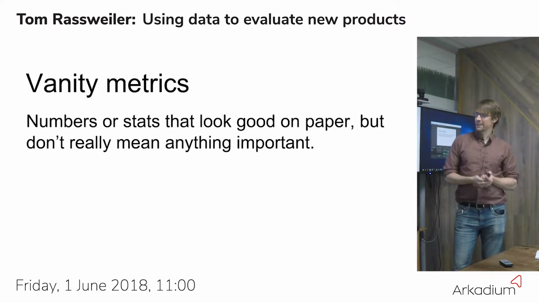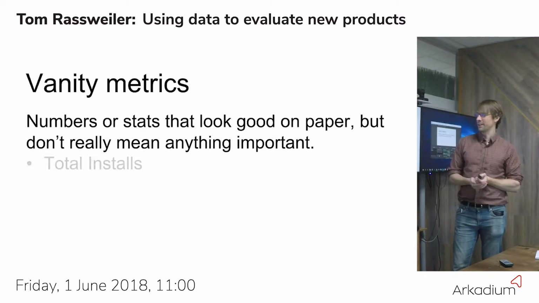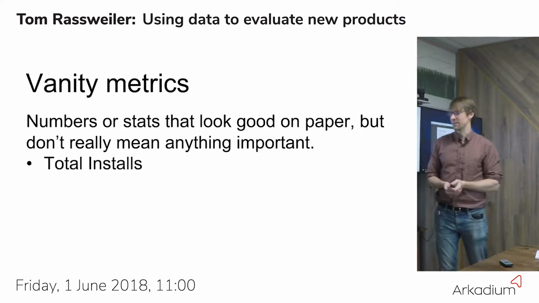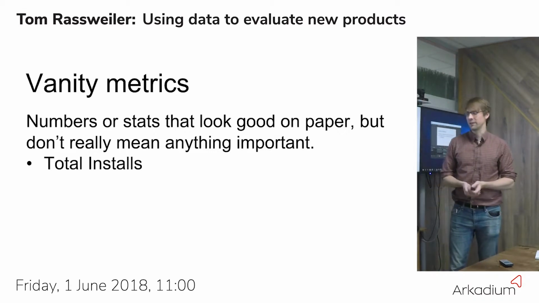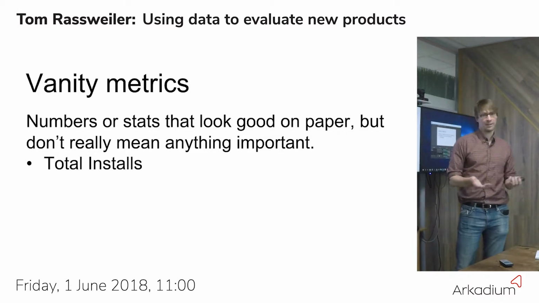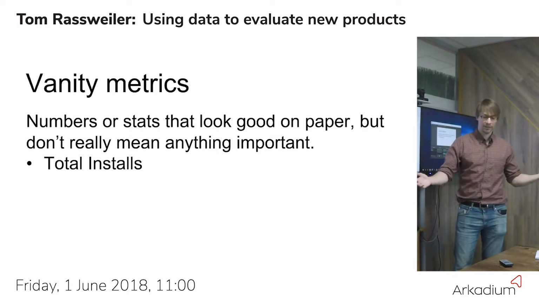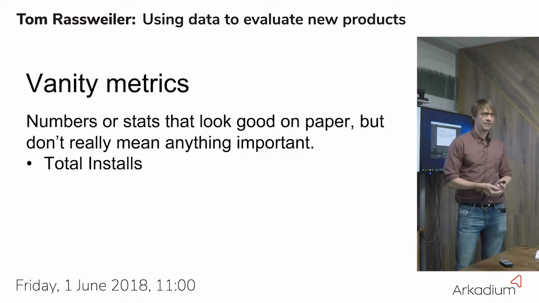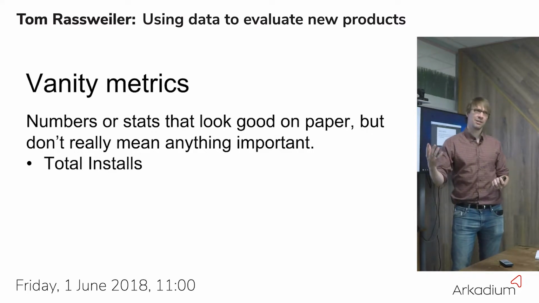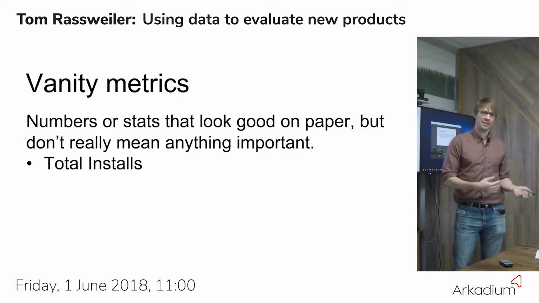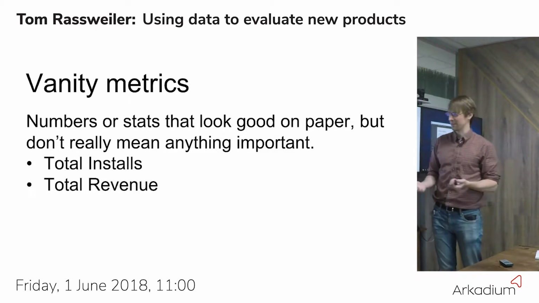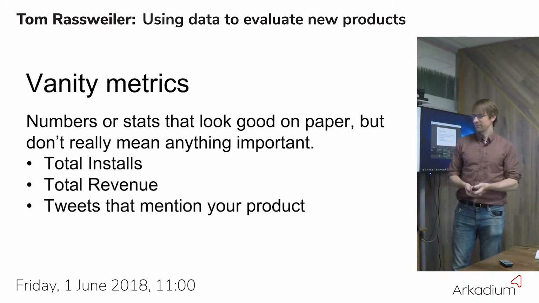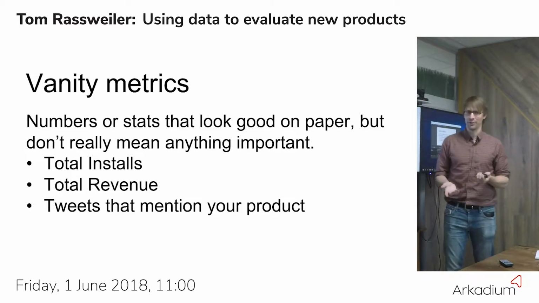There's a concept called vanity metrics. So these are numbers or stats that look good on paper but don't really mean anything important. Some examples of this might be total installs of an app. Total installs, it's great, you can look good, but let's assume you have 1 million total installs. That sounds great, maybe, but if your app's been running for 10 years, is 1 million installs good? If you got all your installs on the first day and you've never gotten another install since then, is it good? What does that mean? Total installs is not great. Total revenue, there are millions of these, like tweets that mention your product.